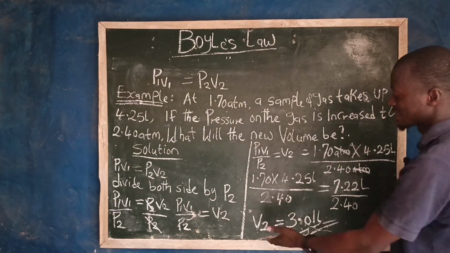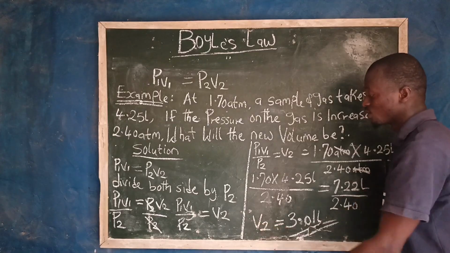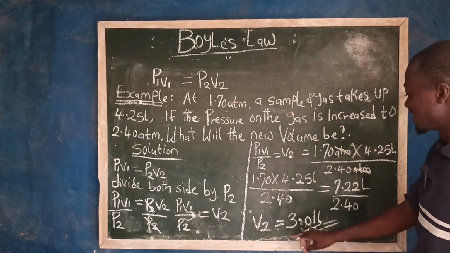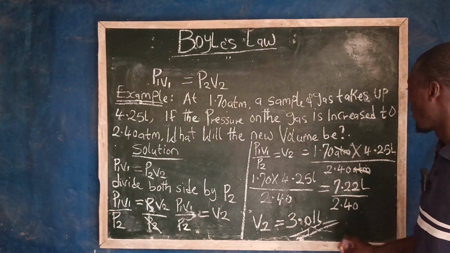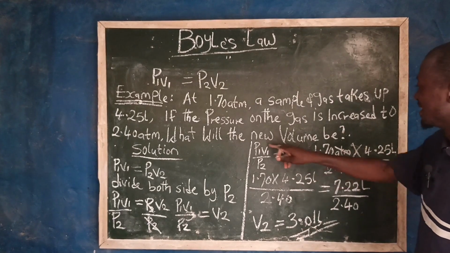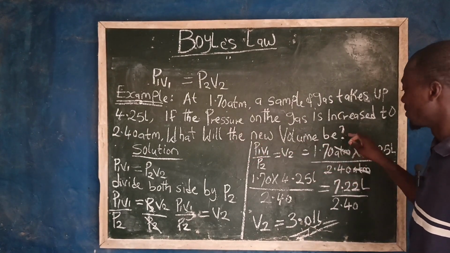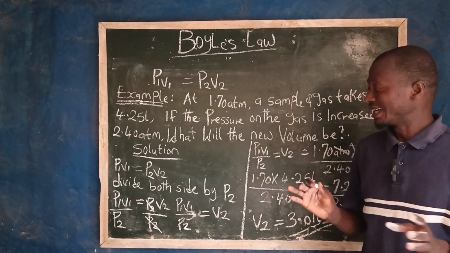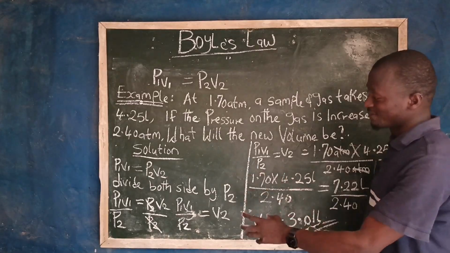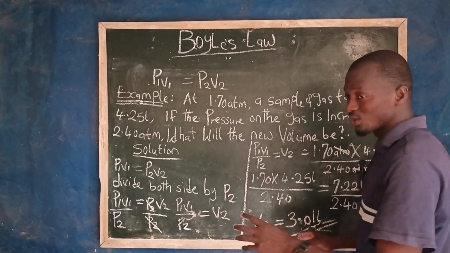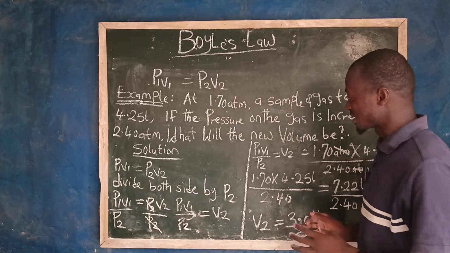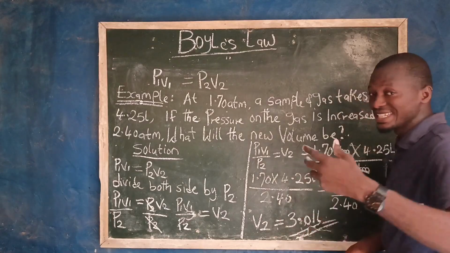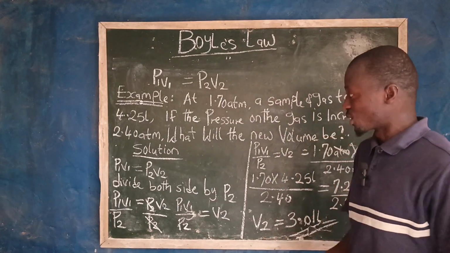This is the final answer. This is our final volume. This is the formula of our final volume. All this work that we have done, this is the final answer, which is 3.01 liters. It is the final volume that you are asked for in the question. That is how, in Boyle's law, you can easily calculate this. I just made this long process so that you can easily understand it step by step. Whenever you are given P1 V1 equals P2 V2, you can easily find the answer.